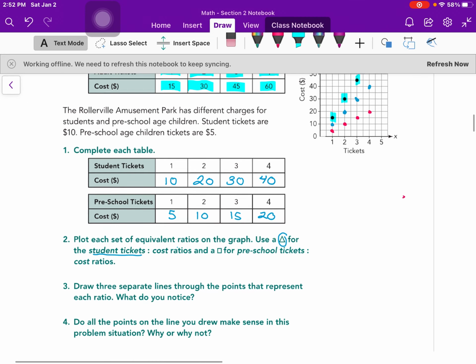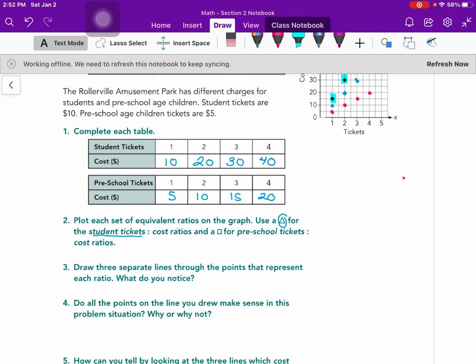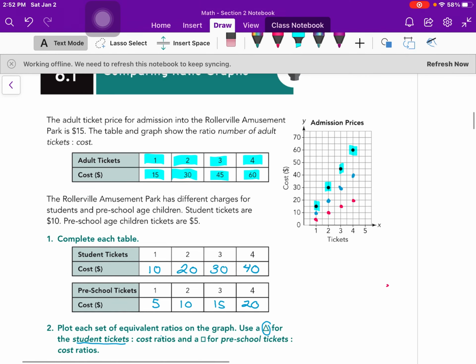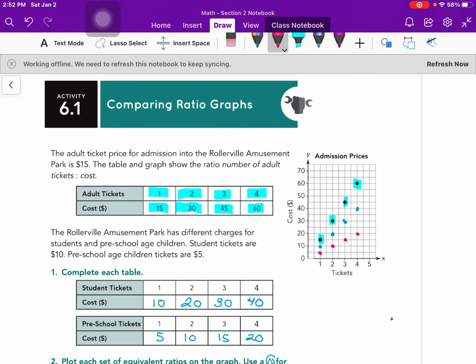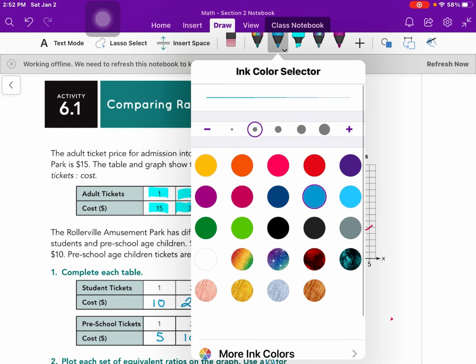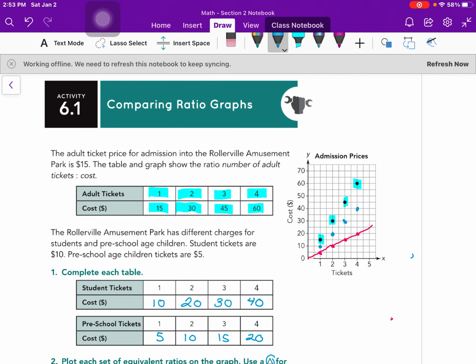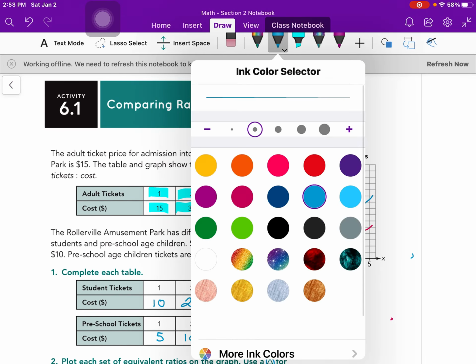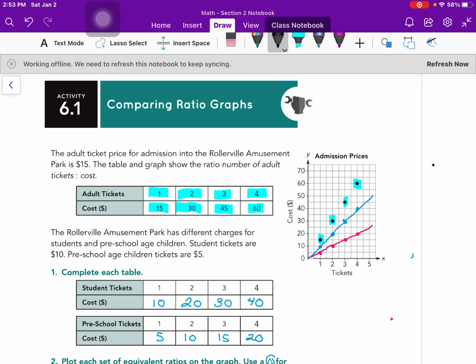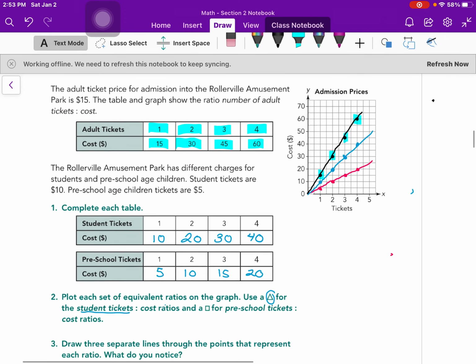Okay, it says, draw 3 separate lines through the points that represent each ratio. What do you notice? Let's do that to the best of our ability. So our preschool line. And let's go back to our blue for our student line. Okay, I got a shaky hand today, I think. And for our adult ticket line. All right. What do you notice about the graphs?